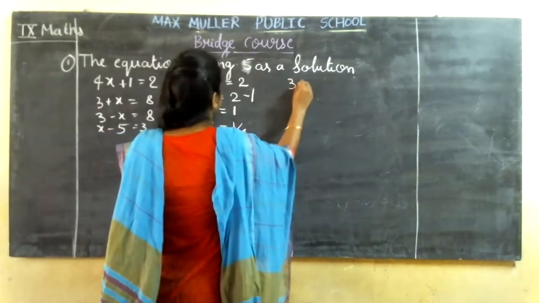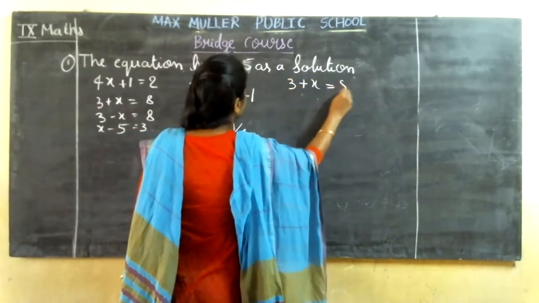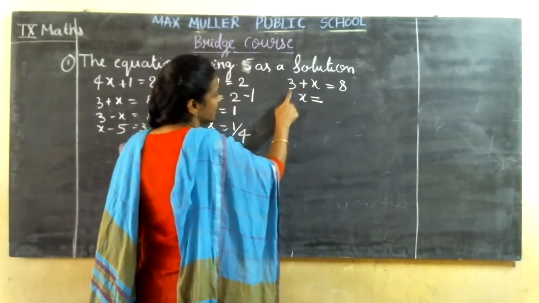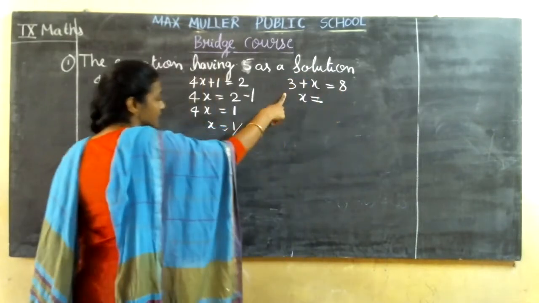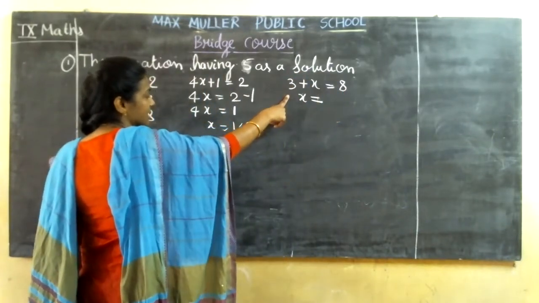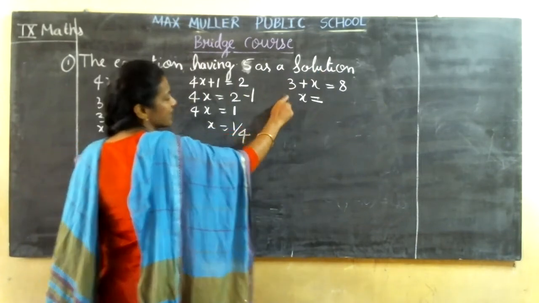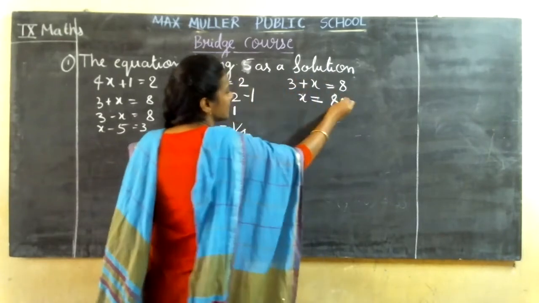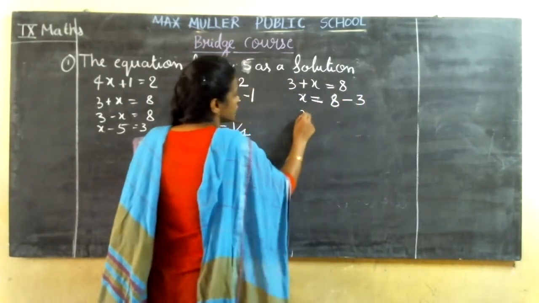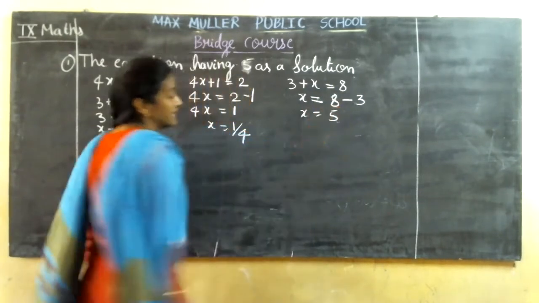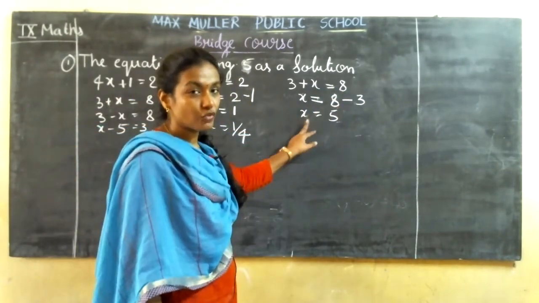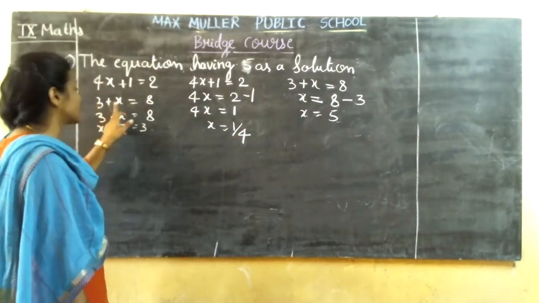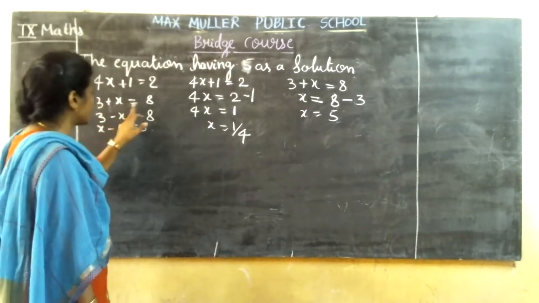Come to the second one, that is 3 plus x is equal to 8, right? So x is equal to, you are going to shift this 3 from this side to that side. Which side is this? LHS, left hand side. So this is RHS, 8. You are going to shift this one here. It has a plus sign, and when it comes here, it will become a minus. So x is equal to 5 here. Yeah, you got the answer. x is equal to 5 in this equation, that is 3 plus x is equal to 8.